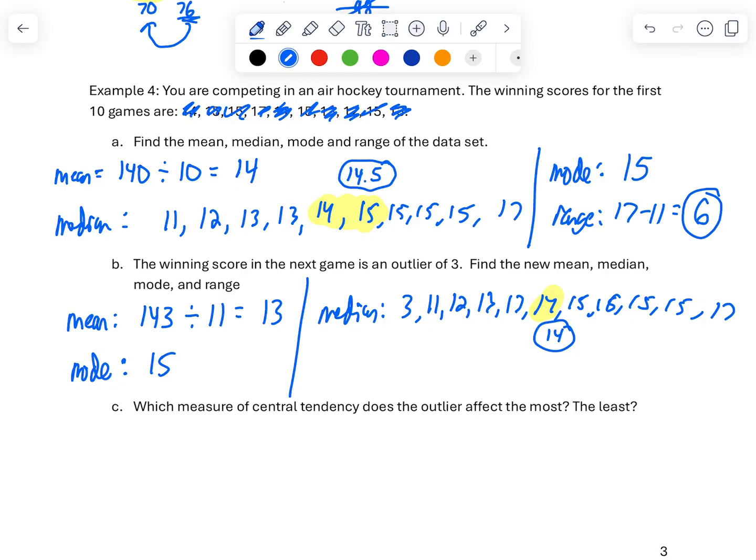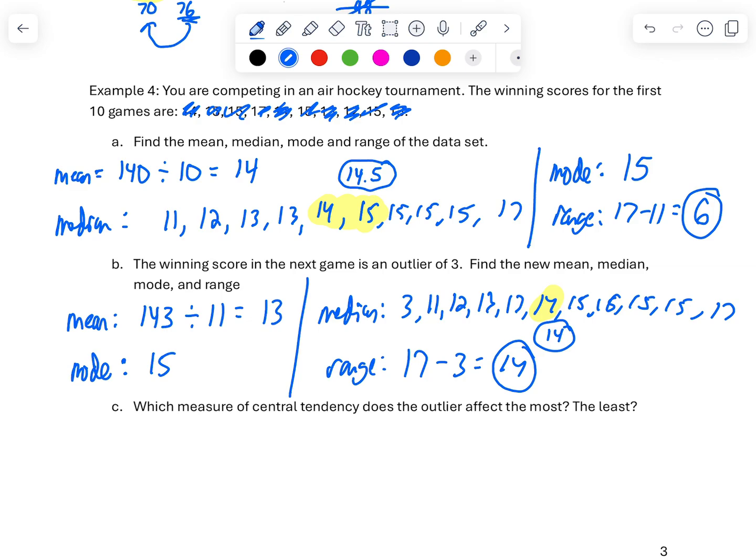So it did lower that, and it lowered the mean too, from 14 to 13. And then range, 17 minus my new number of 3. My range went up quite a bit. And remember what the range tells you, it's just how widely your data is dispersed. So if we add a super low or super high number, it is going to be dispersed over a wider range.